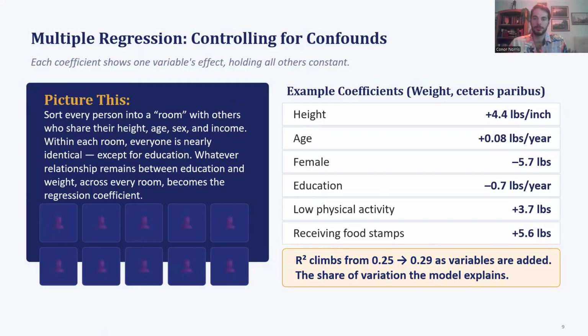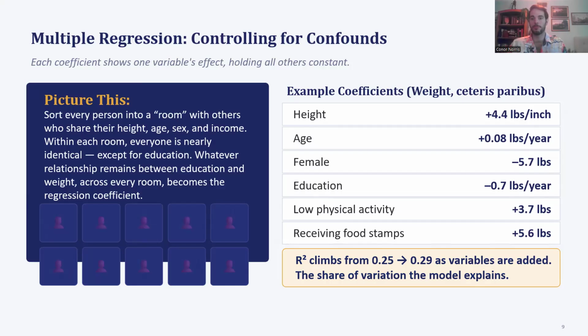And this is where regression becomes really powerful. We can add multiple explanatory variables. So things like age, sex, education, exercise, poverty status, race, all of these things into a single equation so that we're able to account for all these differences for each observation. Each of the coefficients related to each of those variables that we include estimates the effect of that one variable while holding all the other variables constant.